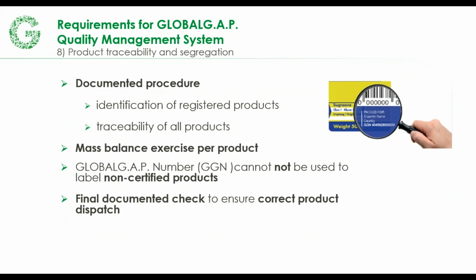There should be a product traceability documented procedure. This would include a mass balance exercise per product. So what that means, mass balance, is that product that came in as certified, went out as certified, product that is sold as non-certified came in as non-certified. So just making sure that there's clear traceability through the entire process for that kind of thing.